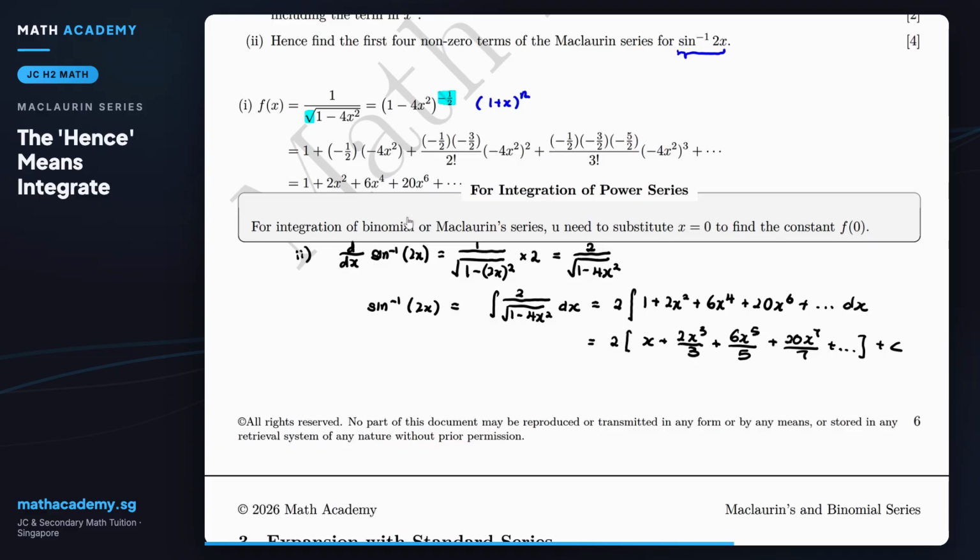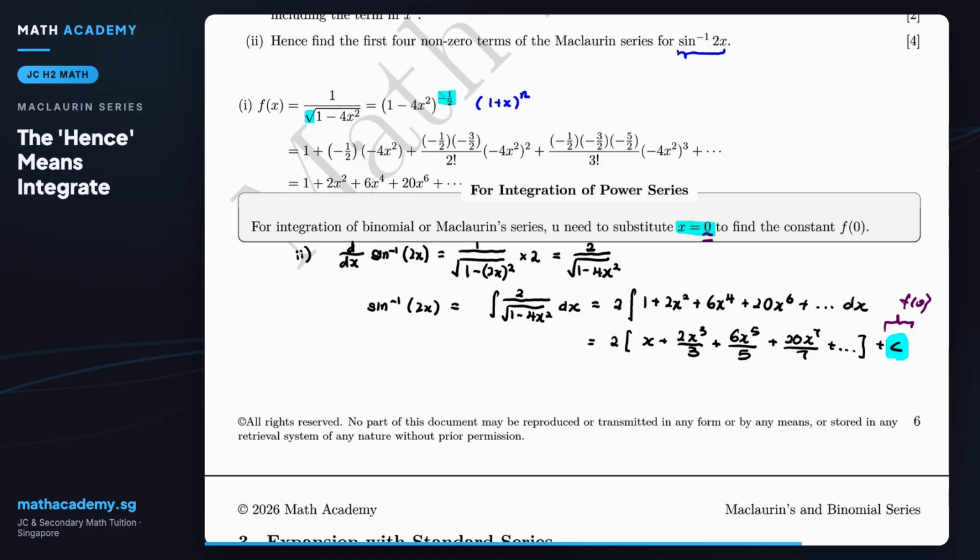What should be the constant value that we try to find? So you need to know when you integrate binomial or Maclaurin series, the value you should sub is always going to be 0. Because the constant, what is this constant really? In Maclaurin series, what's your first term? Your first term is always f(0). So you must go and substitute x value to be 0 to find the c. It must be a 0.